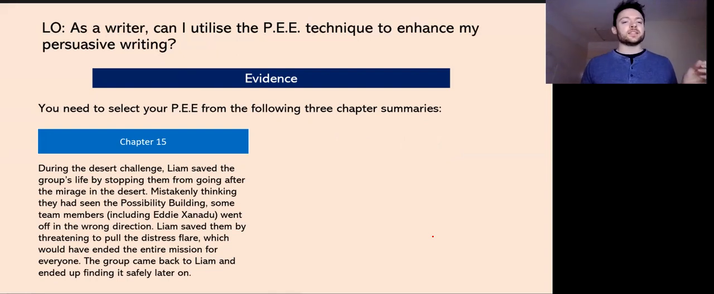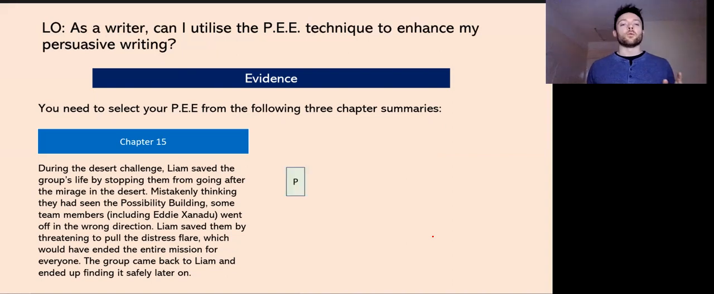Mistakenly thinking that they had seen the possibility building, some team members, including Eddie Xanadu, went off in the wrong direction. Liam saved them by threatening to pull the distress flare, which would have ended the entire mission for everyone. The group came back to Liam and ended up finding it safely later on, okay?